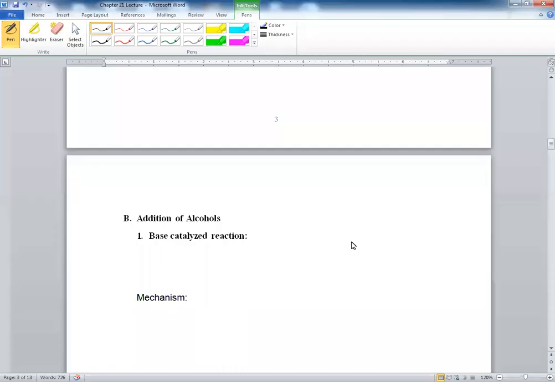The second reaction involves the addition of alcohols, ROH. Now, of course, ROH could be methanol, ethanol, propanol, etc. So be able to recognize those alcohols. But we're going to use, for this example, the simplest alcohol, which is methanol. So let's look at the base catalyzed reaction.